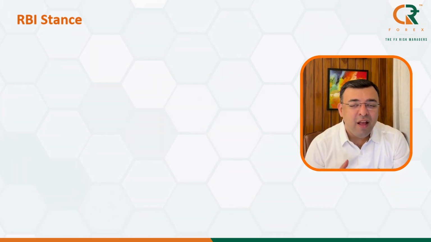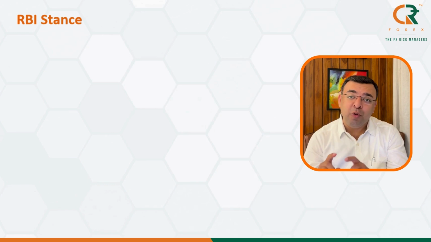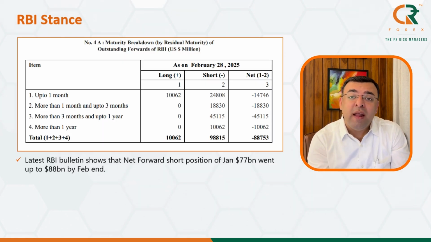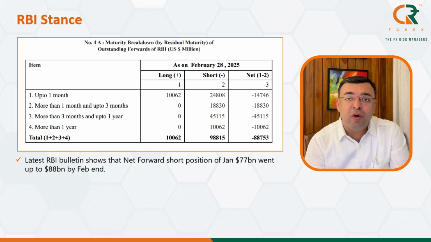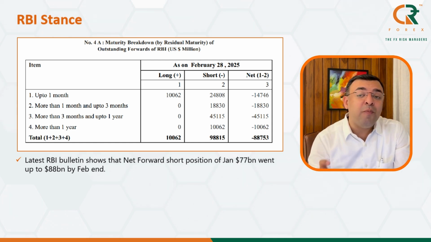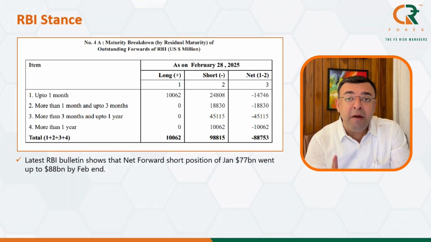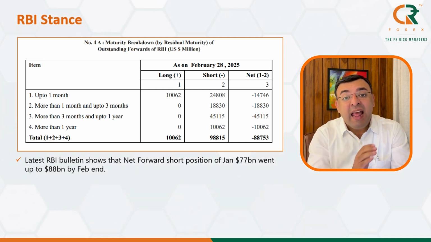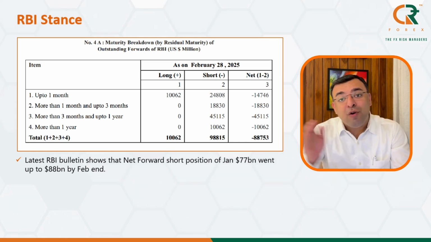Now, the second reason why we are anticipating that RBI will accumulate reserves. Let me show you an interesting data point. Last week, the RBI bulletin came. For the month of Feb ended 2025, it clearly showed that the RBI net selling position is close to $88 billion. For the month of January, it was close to $77 billion. So basically, the RBI short position has increased from Jan to Feb.